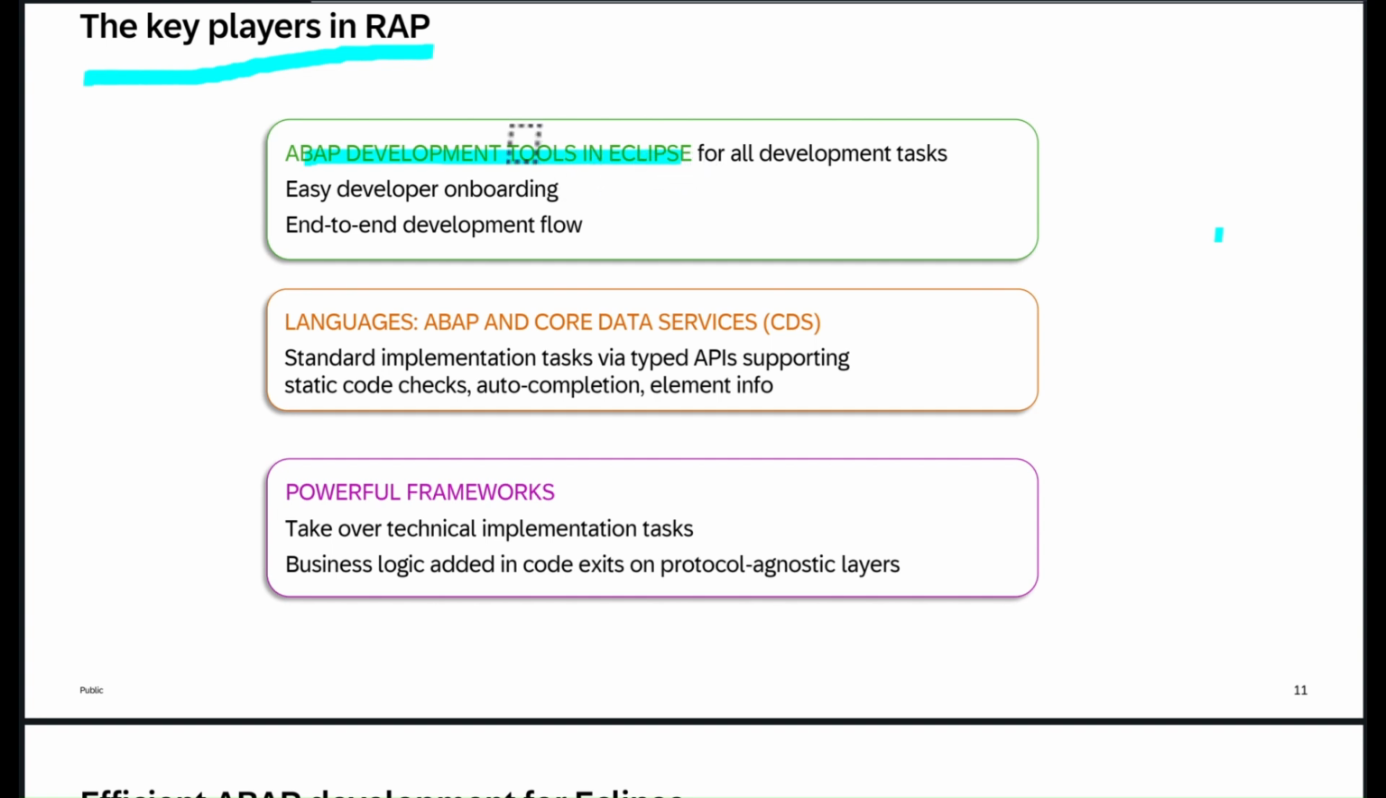You have to first install the Eclipse IDE and download the ADT tools as a plugin in Eclipse, so that you are able to create RAP applications or any RAP related objects. So ADT is going to be your new IDE. The onboarding for a developer is very simple, and you can also do the end-to-end development flow with ADT. If you're a developer who used the SAP GUI before, I would strongly recommend that you start using the Eclipse IDE with ADT from now, because this is going to be the new normal. I strongly recommend this for people who used a GUI based editor before.